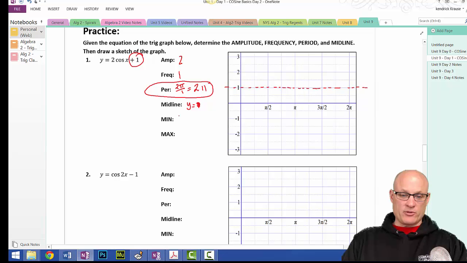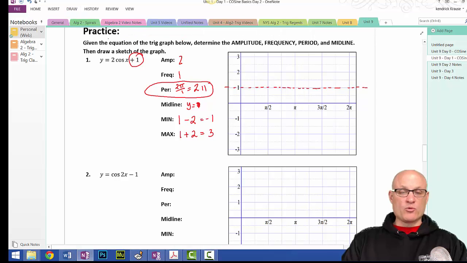The minimum is the midline, which is 1, minus the amplitude, so we get -1. And the maximum is the midline plus the amplitude, or 3. So let's graph this baby.